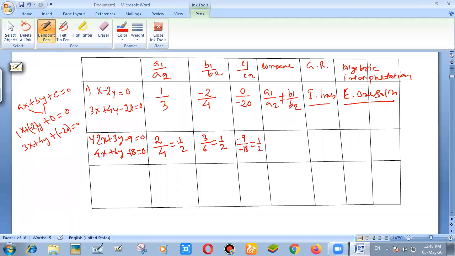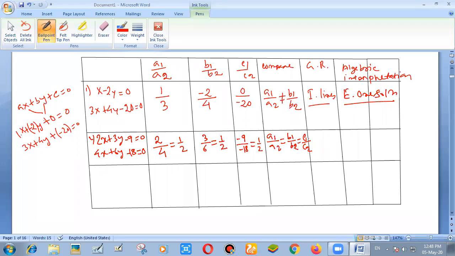Now see, all the ratios are equal. That means a1 by a2 equal to b1 by b2 equal to c1 by c2. If this type of condition occurs, that is, when the ratios of the coefficients of x, y and the constant terms are equal, then graphically they are known as coincident lines.